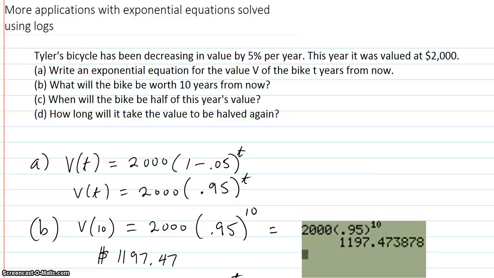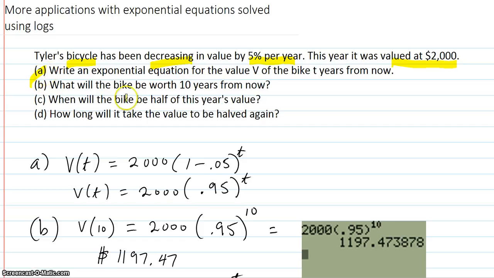More applications with exponential equations solved using logs. Tyler's bicycle has been decreasing in value by 5% per year. That's a decay function, sounds like. This year it was valued at 2,000.